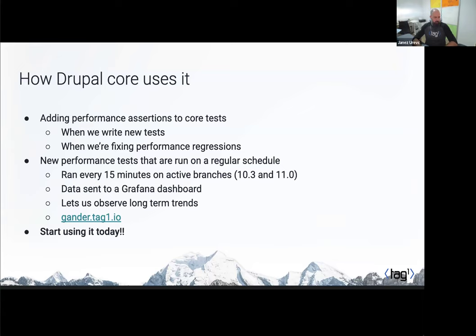And we have tests that are running on a regular schedule every 15 minutes on active branches. Then data from this test is sent to a dashboard where we can observe long-term trends. And that dashboard is available publicly to everyone on gander.tag1.io. So it's there for you to use. You can use it when you're writing tests and adding assertions to them. If you're interested in long-term trends, then definitely check out the dashboard.